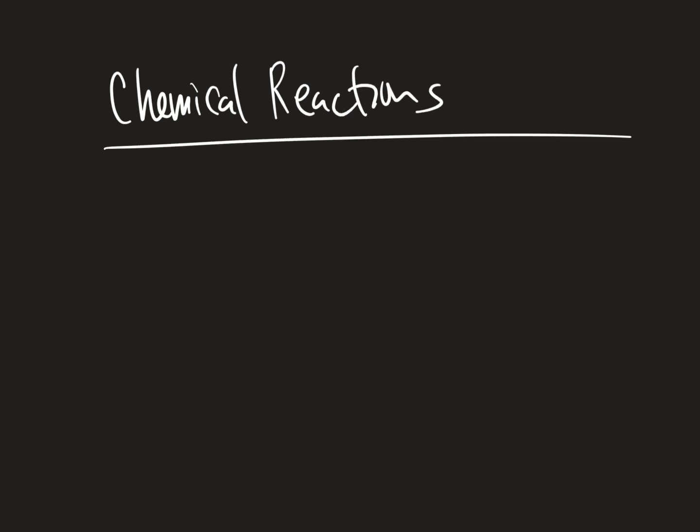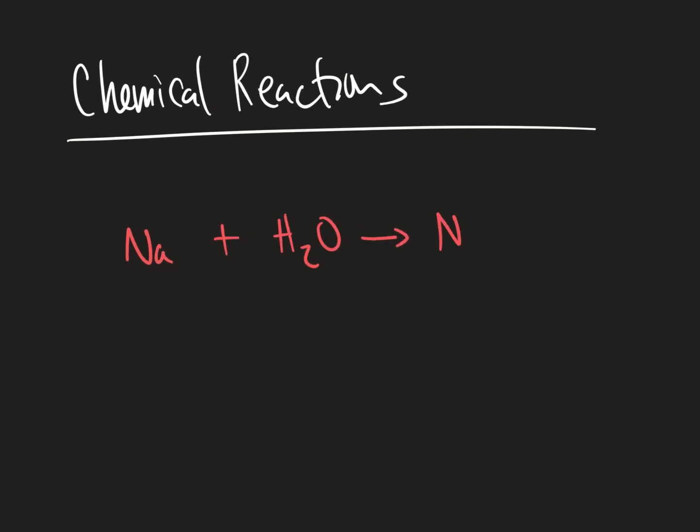Today we are going to talk about different types of chemical reactions in general, and balancing chemical reactions, or chemical equations. So let's get started. Let's start with a chemical reaction we did with sodium and water. Sodium plus water gives us sodium hydroxide plus H2 gas.